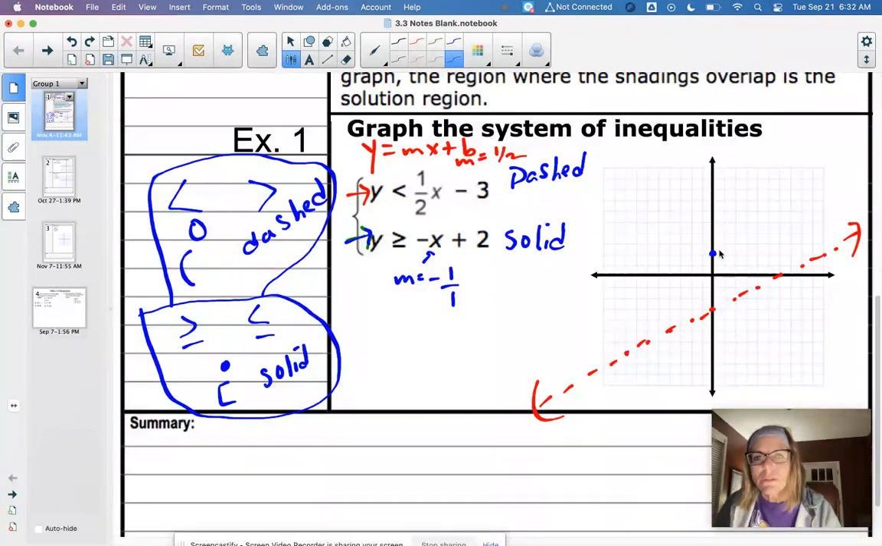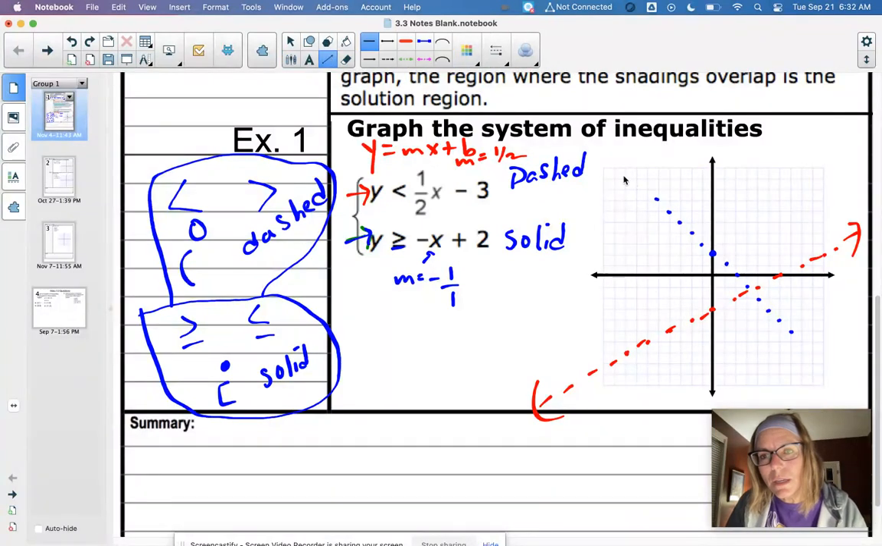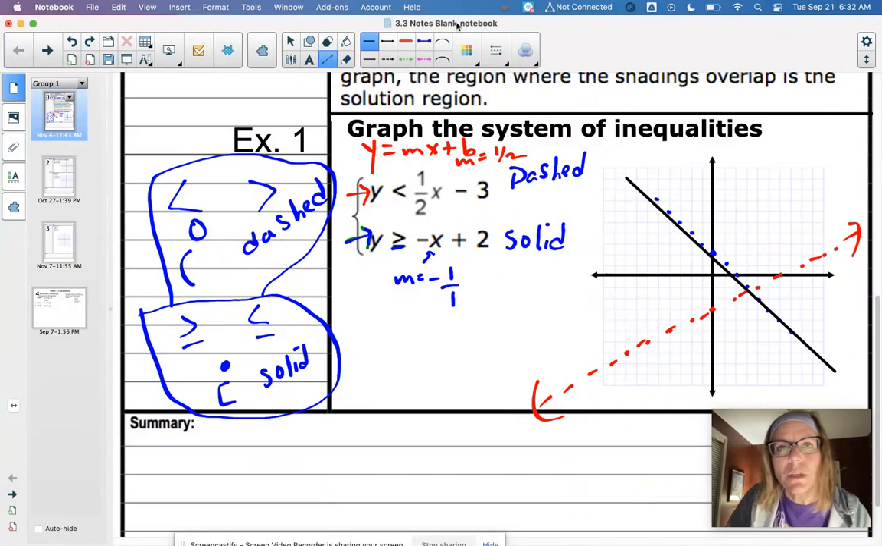So I'm going to go down 1 to the right 1, down 1 to the right 1, down 1 to the right 1, down 1 to the right 1. I'm going to keep going. Or up 1 to the left 1, up 1 to the left 1. Now, this is a solid line, so I'm going to grab that and see if I can do a nice solid line. There we go.